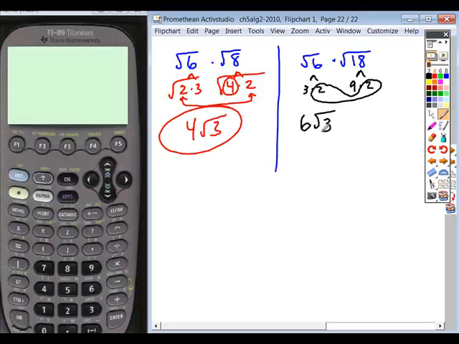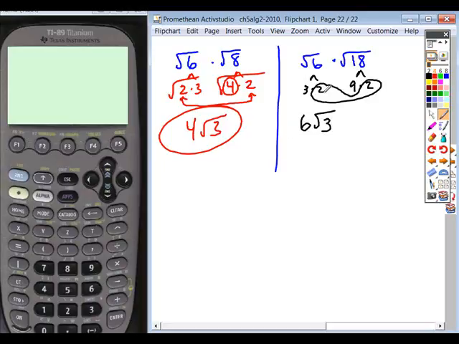Olivia, question on this? Yeah, I don't understand why you get rid of the 2 2's. Well, because 2 times 2 is 4. Because a square root is removing repeated multiplication. So 9 is 3 times 3, so the square root of 9 comes out as a 3. Well, 2 times 2 is 4, so the square root of 4 comes out as a 2.